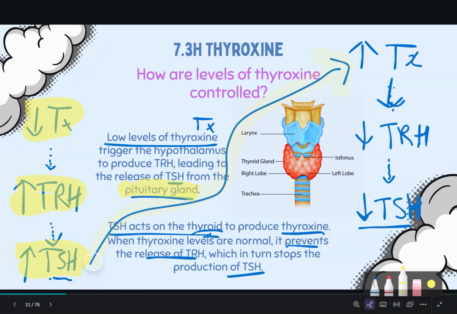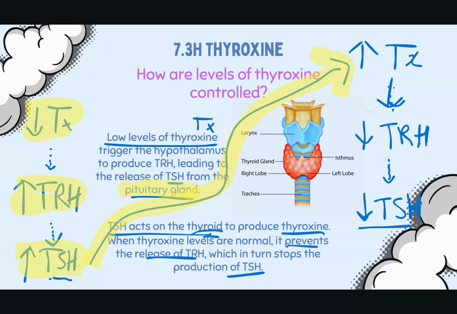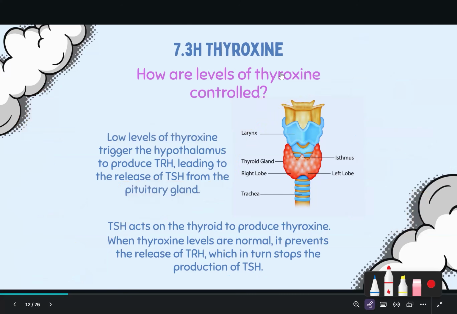What does TSH do? It increases the amount of thyroxine made. So now we've increased the thyroxine. If thyroxine levels go up, the TRH levels decrease. If the TRH levels decrease, the TSH levels decrease. What does that mean? Less thyroxine is produced. So now we've got low levels of thyroxine again. So we're back to having low levels of thyroxine.